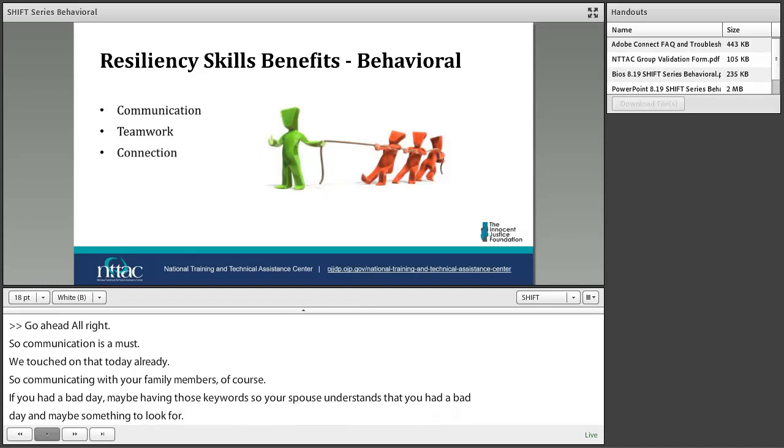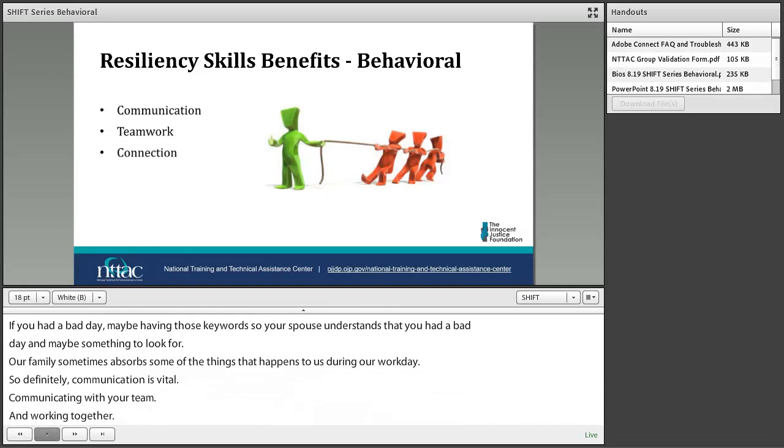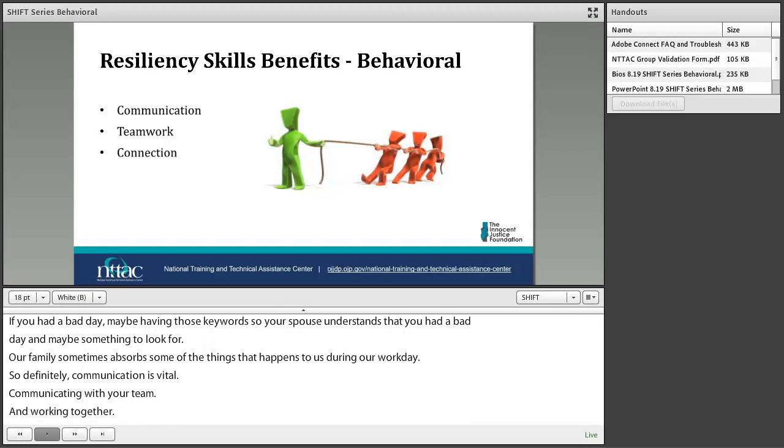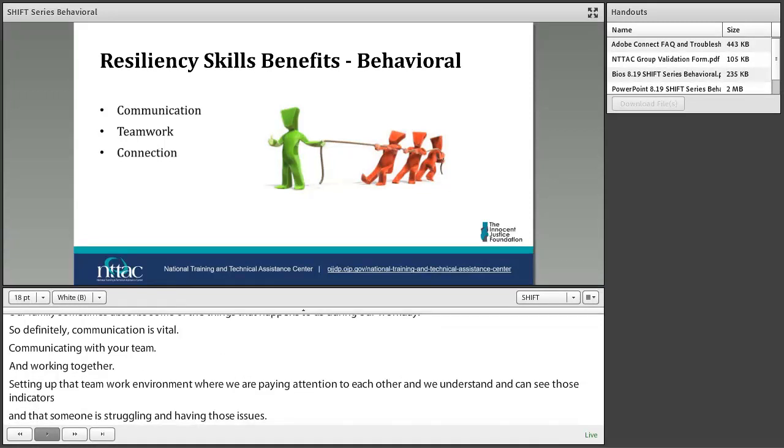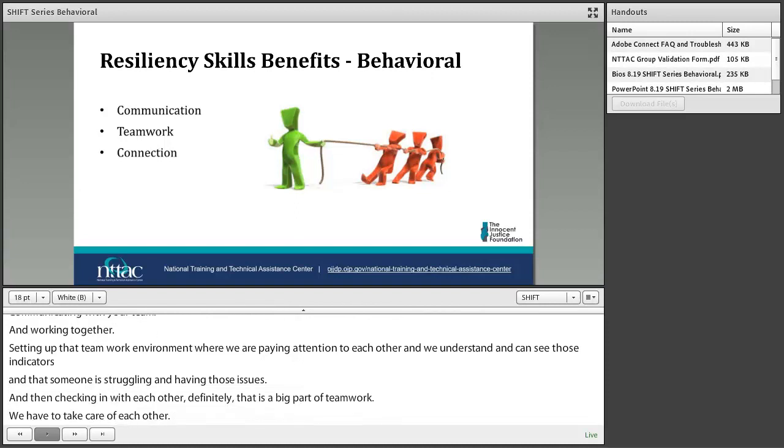Communicating with your team, and working together, setting up that teamwork environment where we're paying attention to each other, and we understand and we can see those indicators if someone's struggling or having issues. And then checking in with each other, definitely. That's a big part of teamwork. We have to take care of each other. We're out there taking care of the survivors, and we're out there making a difference in society, but sometimes we miss that. And so looking out for each other is very important.